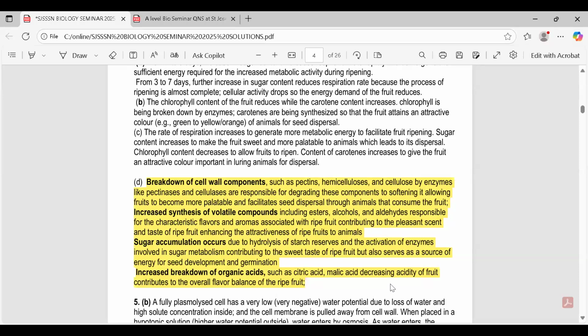Then there is also increased synthesis of volatile compounds like esters. I think I've already talked about that. They are responsible for the good aroma and flavors in the fruits. There is also sugar accumulation because of breakdown of starch to sugars, and that is also to attract the dispersal agents. And then increased breakdown of organic acids. Usually there are those acids which make the fruit very bitter, like in mangoes. It is broken down to sugars to make the fruit become more attractive.